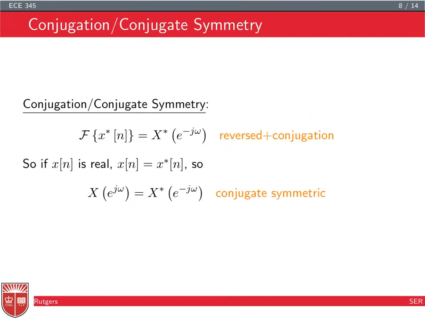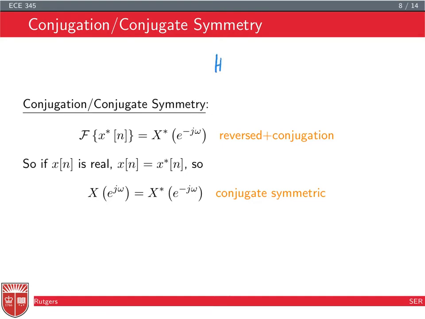The next property we're going to talk about is the conjugation, and the property says that the DTFT of the conjugate of x[n], which is x star [n], is the conjugate of the DTFT but evaluated at e^{-jω}, meaning you have to take the conjugate of the function and you have to replace ω by minus ω. If you remember, we did the same thing for the z transform.